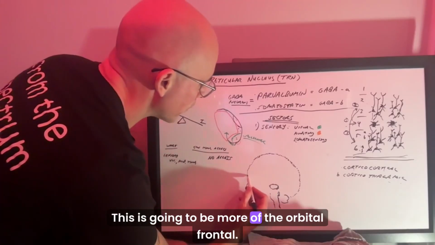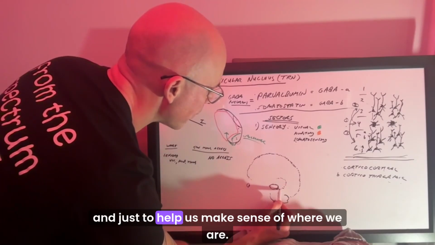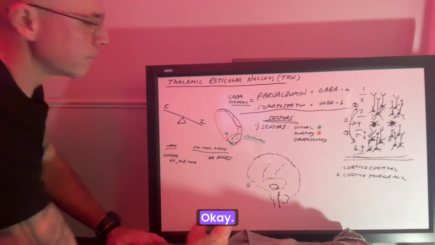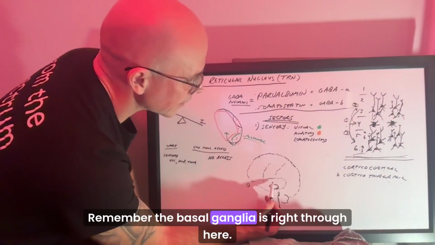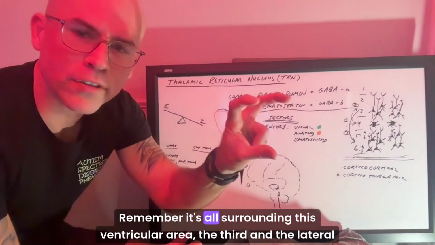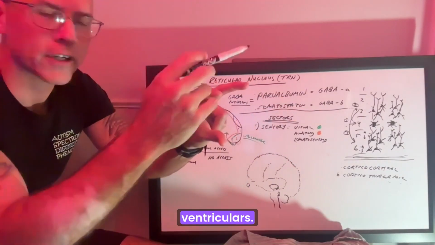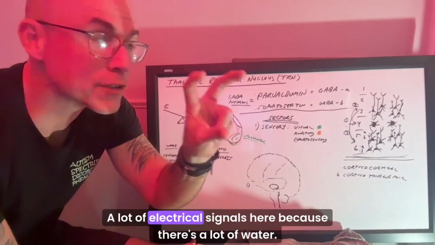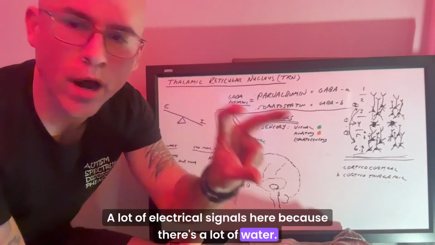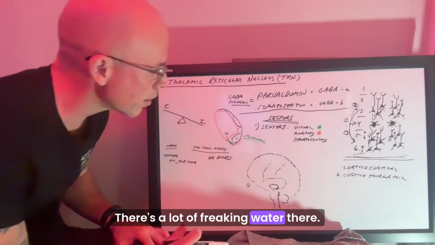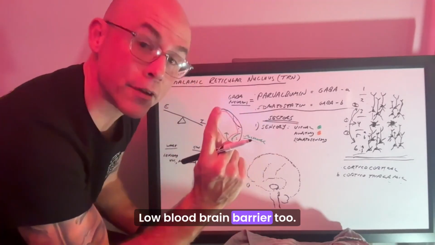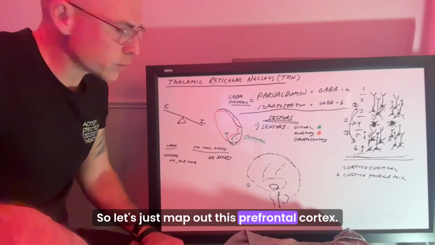This is going to be more of the orbital frontal, and just to help us make sense of where we are, okay? Remember, the basal ganglia is right through here. Remember, it's all surrounding this ventricular area, the third and the lateral ventricles, okay? A lot of electrical signals here because there's a lot of water. There's a lot of water there. Low blood-brain barrier, too. So let's just map out this prefrontal cortex.